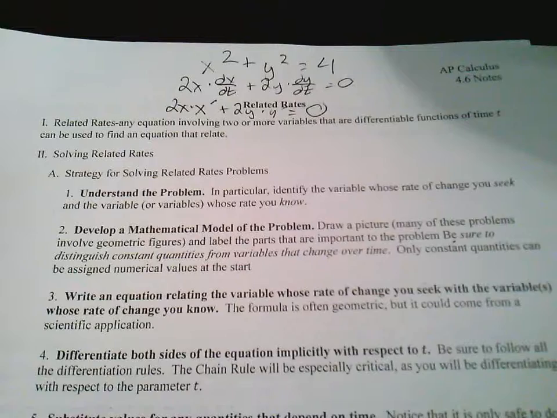So only constant quantities can be assigned numerical values at the start. Please remember, do not put in any variables that could change over time, and do not evaluate any numbers at the beginning. Write an equation relating the variable whose rate of change you seek with the variables whose rates of change you know. Even though you may know what dr over dt is, do not put it in until after you find the derivative. So differentiate both sides of the equation implicitly with respect to t.